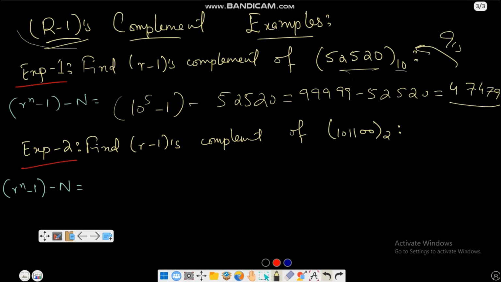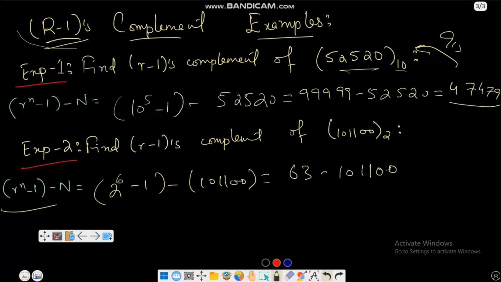Just like that, if I'm trying to deal with binary numbers, the formula will still remain the same. I'll do some small adjustments. 2 power n is going to be 6, minus 1, and I'm going to have minus 101100 here. Now what am I going to do? 2 power 6 is going to be 64. 64 minus 1 becomes 63. So I need to subtract 63 from this number.